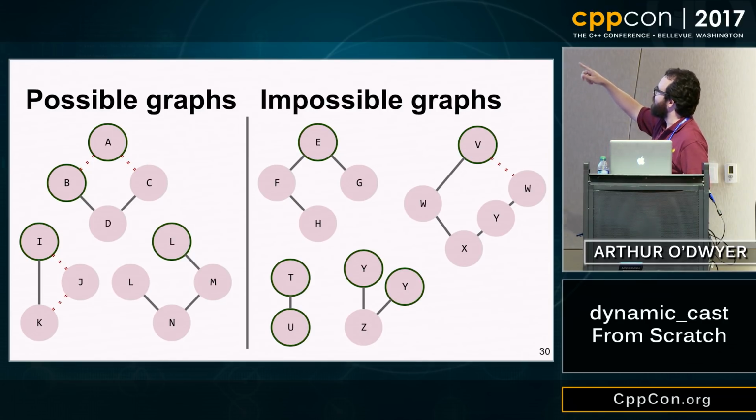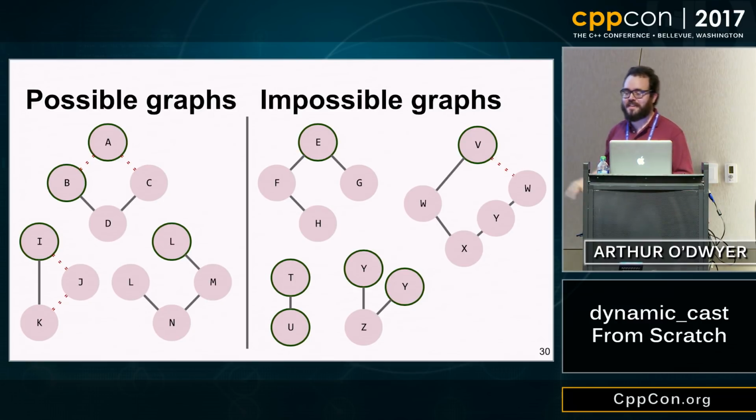We have X inherits from W and Y, Y inherits from W, W inherits from V. But in one case, W inherits from V publicly, in the other case, W inherits from V privately. But W is a class. It has to either inherit publicly or privately. It can't do both. That's not a thing. So that's also an impossible graph.